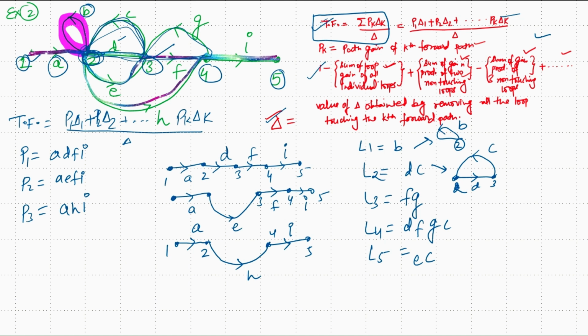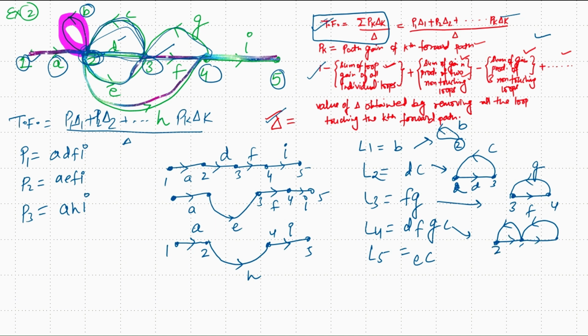The loop number 3, which is F into G, starts at node number 3, goes to node number 4 and again terminates at 3. So the overall loop gain is F into G. The fourth loop, L4, starts from node number 2, goes to 3, goes to 4, goes to 3 again, and again goes to 2. So this is how it goes.